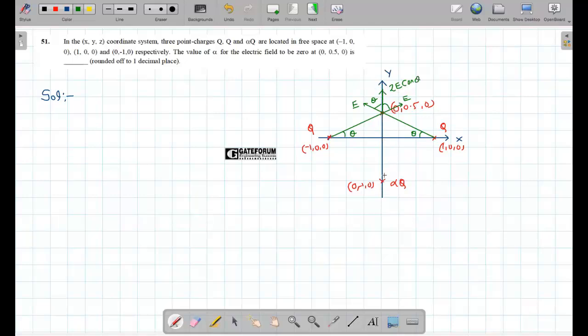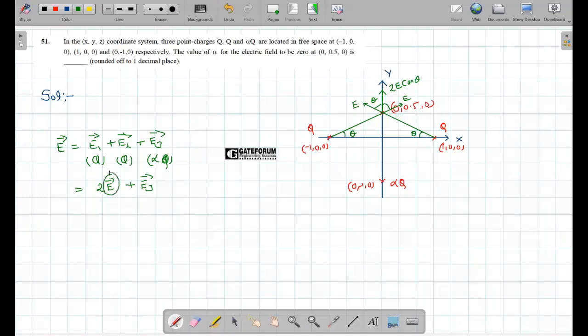Now to make this field 0, this should be a negative charge. Let's say this vector is some electric field E, and we have to determine that the net sum of electric field at this point is equal to 0. So let me write here the net electric field E is E1 vector plus E2 vector plus E3 vector. E1 is due to Q charge, E2 is due to Q charge, and E3 is due to alpha Q charge, right? Q and Q are the same and distances are the same, so I can write this as 2 times E1 plus E3.